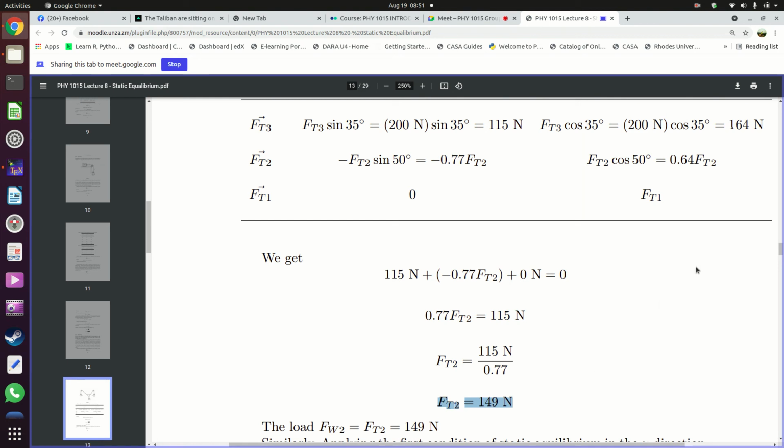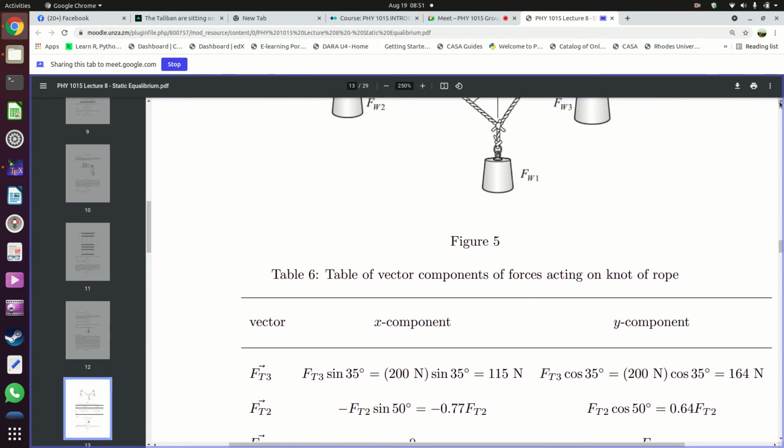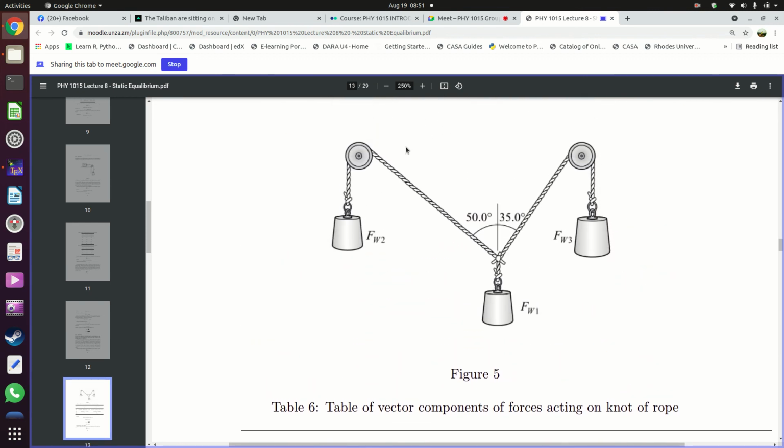Now remember what we said. If the tension is a certain amount, then the weight is going to be the same amount. So the tension in this rope is 149. The tension this side is 149. Then therefore this weight, since it's not moving, also is going to be 149. Are we clear? Yes, sir. Then we move on to the y components.